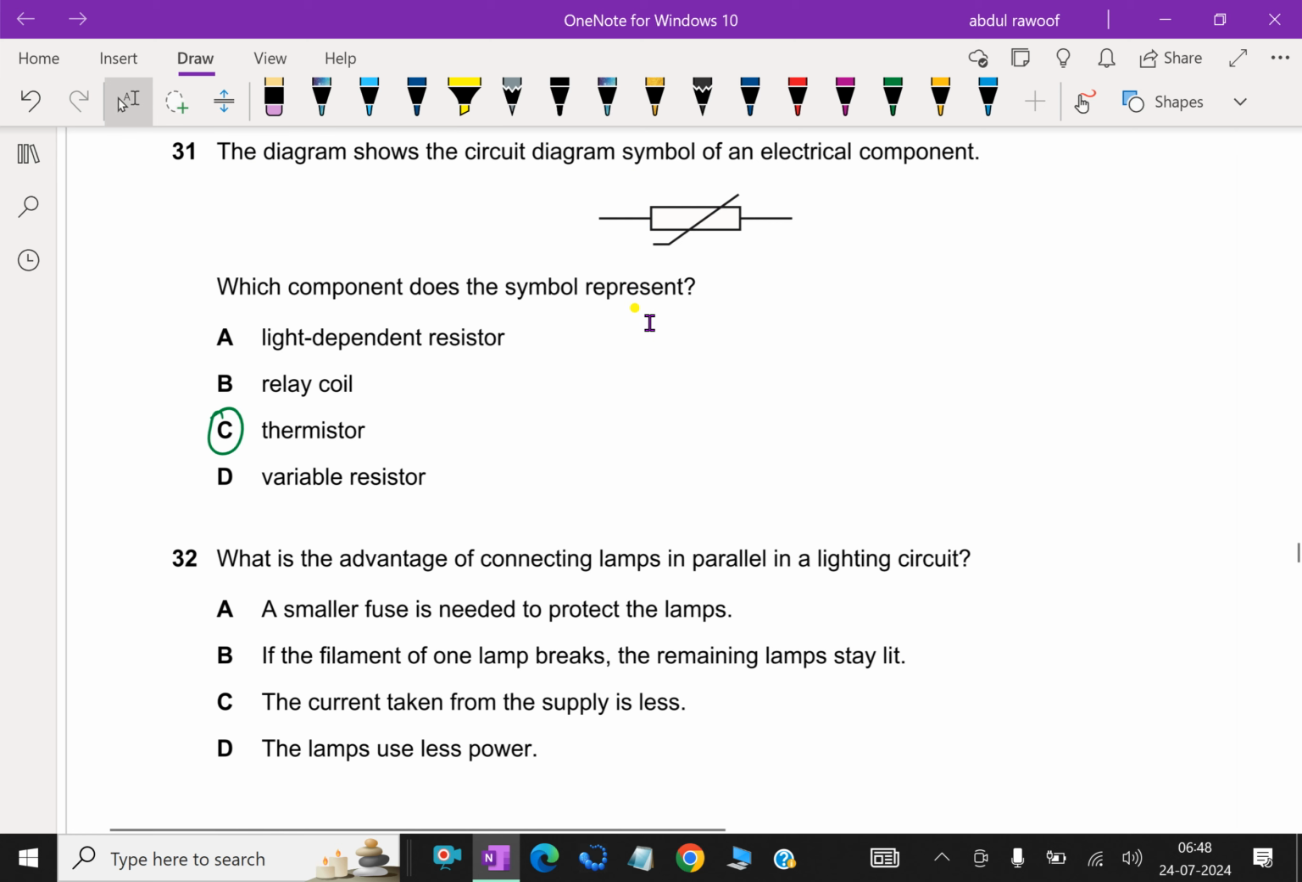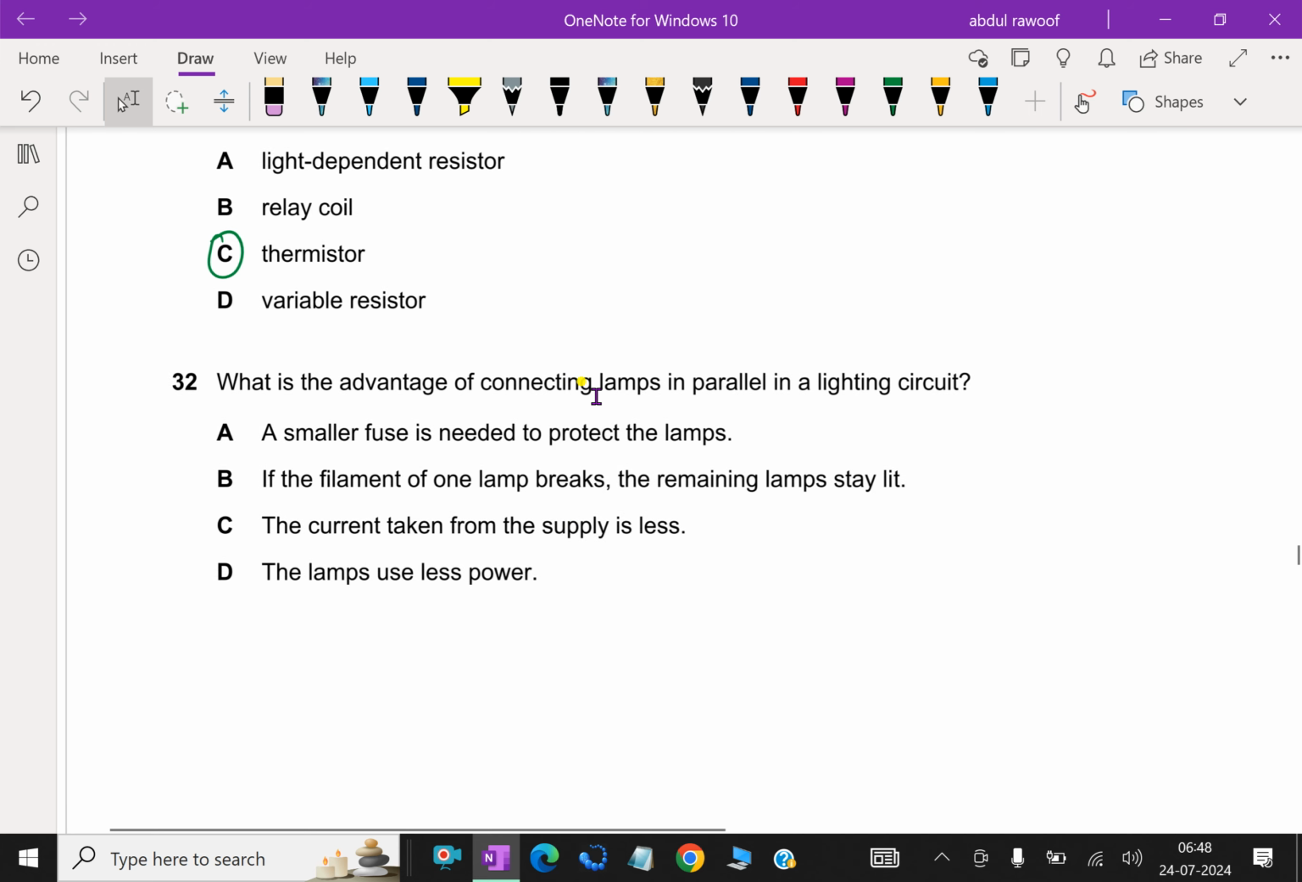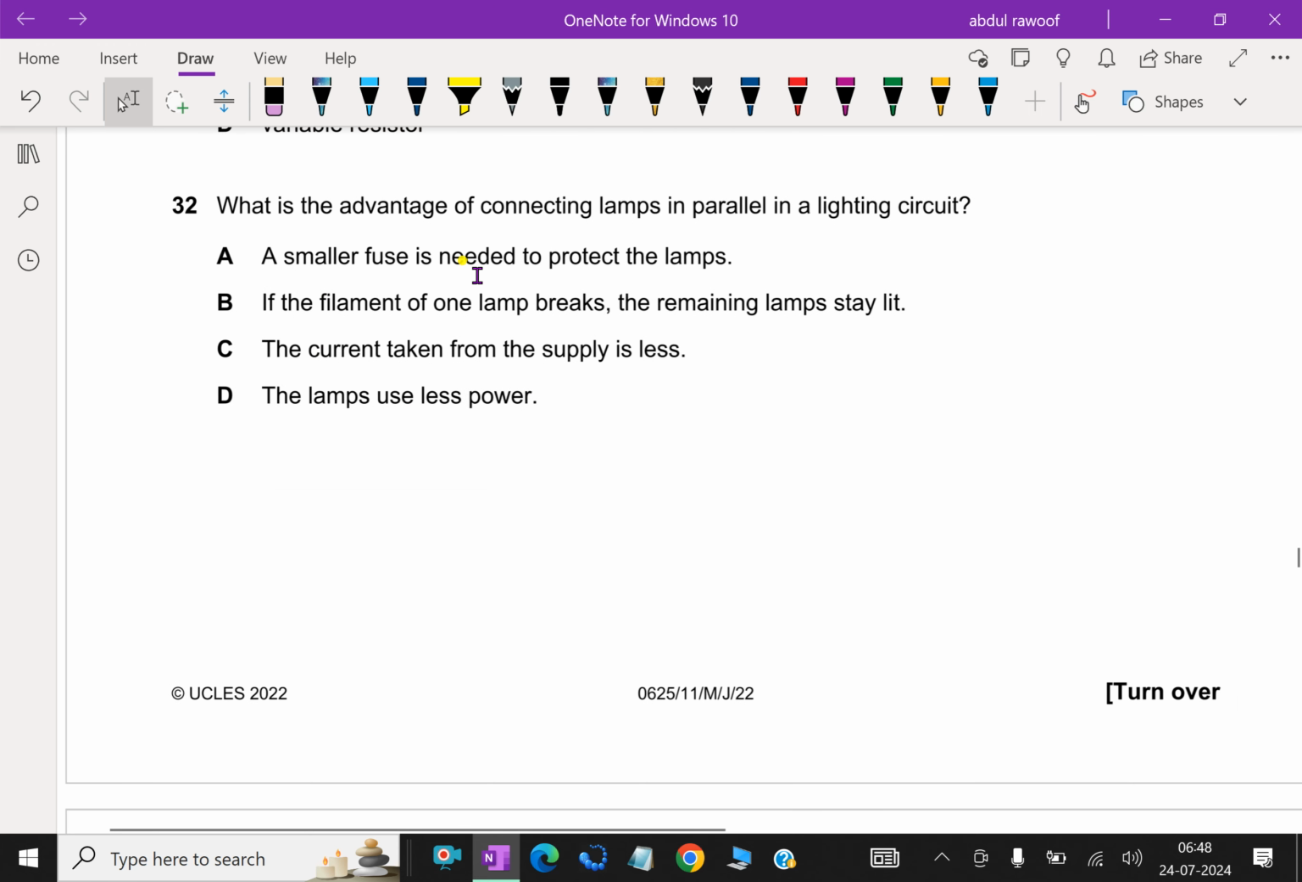Which component does the symbol represent? It's a thermistor. What is the advantage of connecting lamps in parallel in a lighting circuit? A smaller fuse is needed to produce the lamps. If the filament of one lamp breaks, the remaining lamps stay lit. The current taken from the supply is less. The lamps use less power.